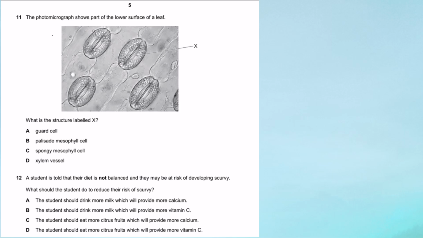So here we are shown a photo from a microscope. It shows a part of the lower surface of a leaf. And then they're asked what structure we can see. Is it palisade, spongy mesophyll? Well, we won't really be able to see them from the lower surface. Is it a xylem? Well, that's not really in the leaf. We'll see that only in the vascular bundle.